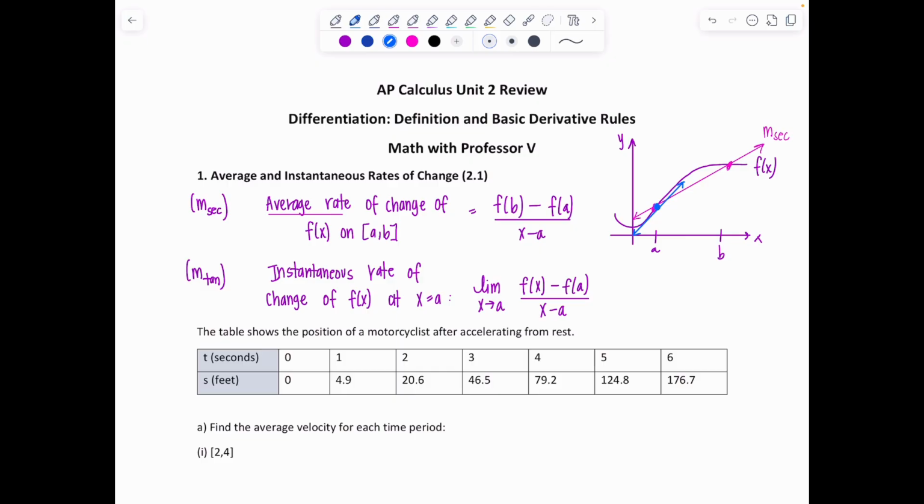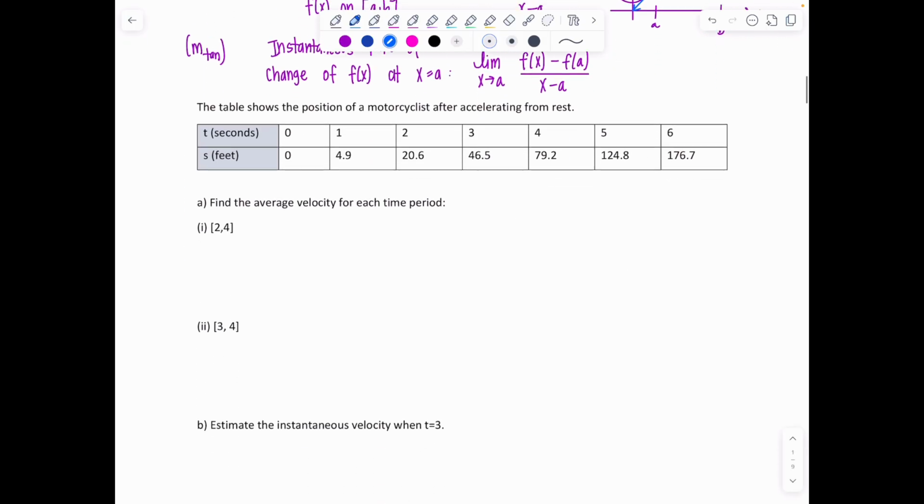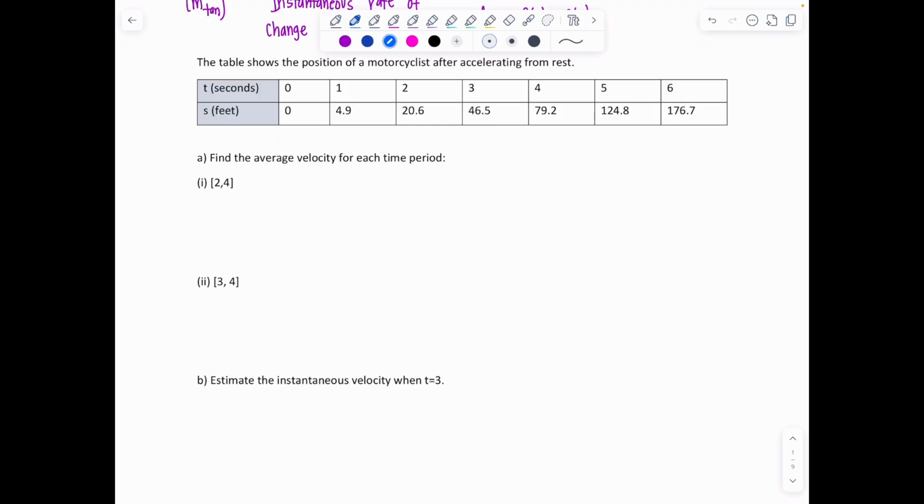And this is a classic AP style question. You guys, I took the AP calculus exam over 20 years ago, and a lot of stuff is still similar. They love this one. Okay, so the table shows the position of a motorcyclist after accelerating from rest. Top row tells you how many seconds it's been since he was at rest, and then S measures the number of feet. We often use S to measure position, okay?